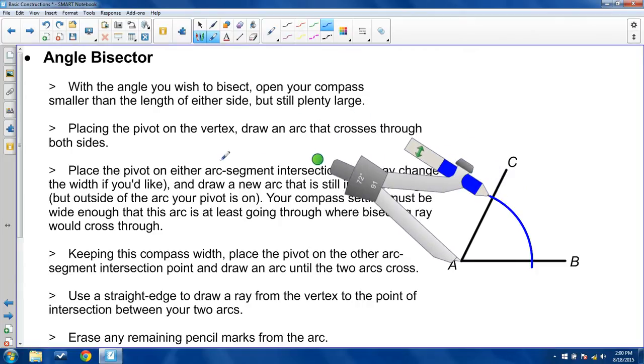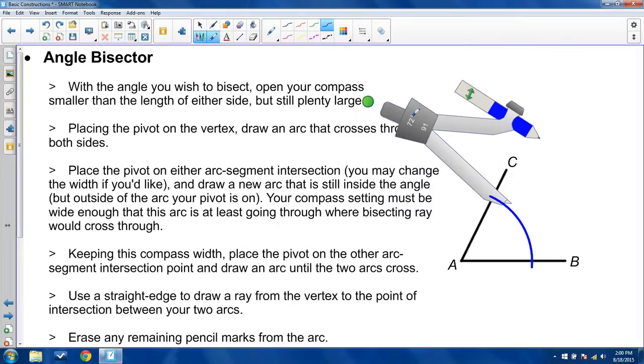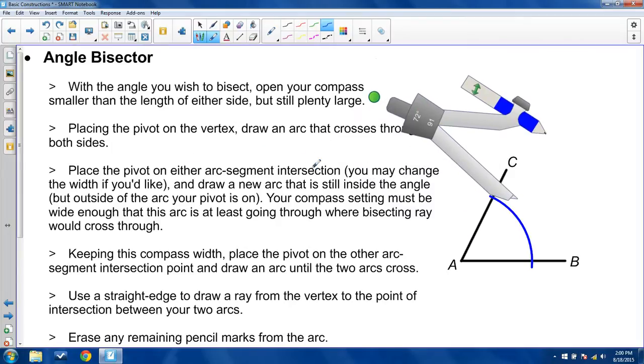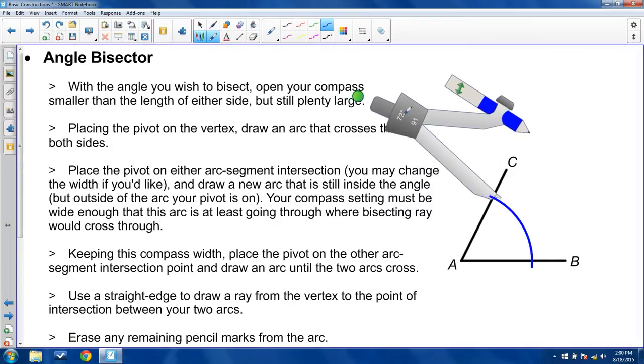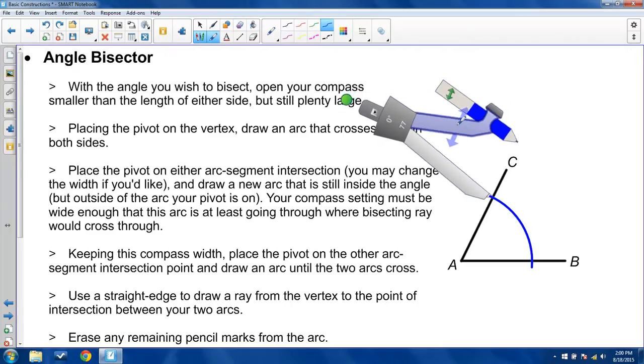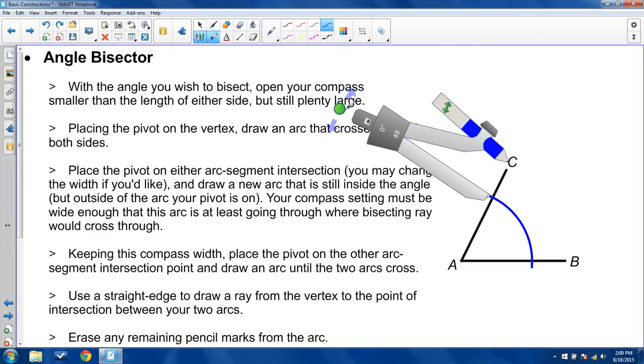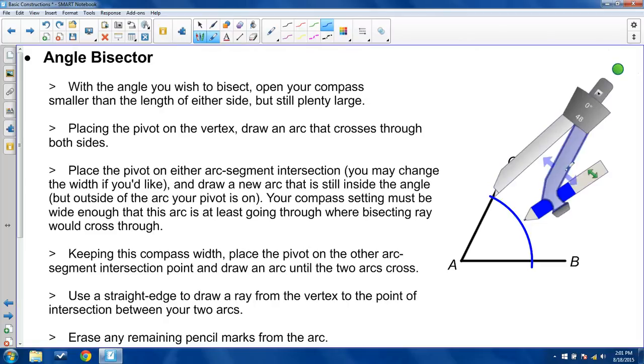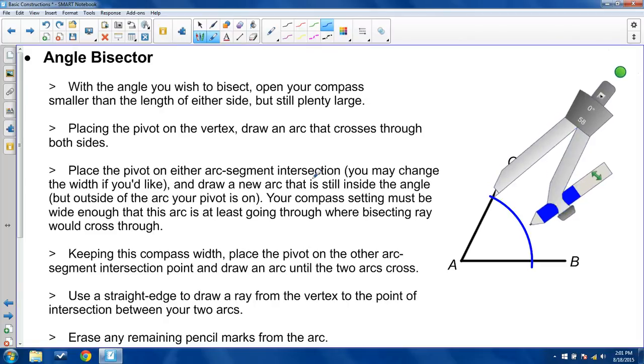So boom. Now what we're going to do is place the pivot on either arc segment intersection. If I place the pivot right there, that's on one of the arc intersections. Now I'm going to change the width because I'm going to run out of room, so I'm going to shrink it a little bit. What I now need to do is draw a new arc that's still inside the angle, but outside of the arc that the pivot's on. So it needs to be out in this area somewhere.